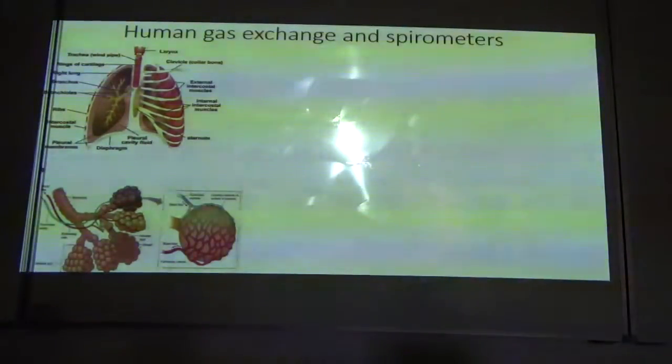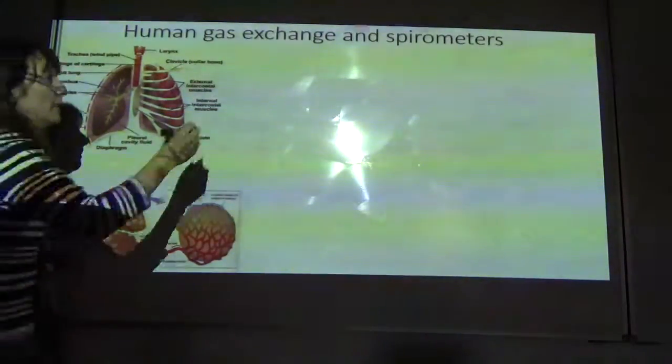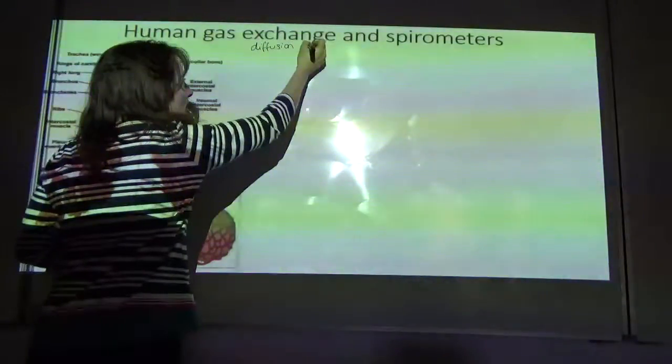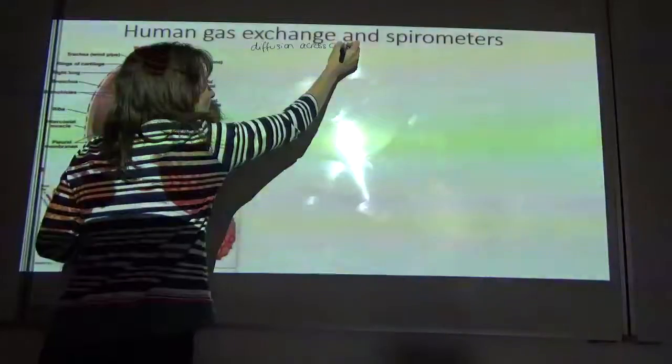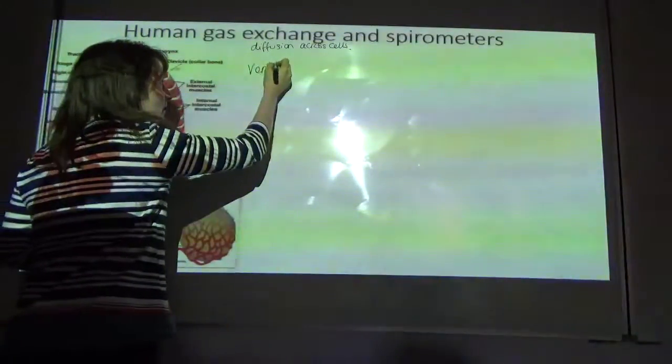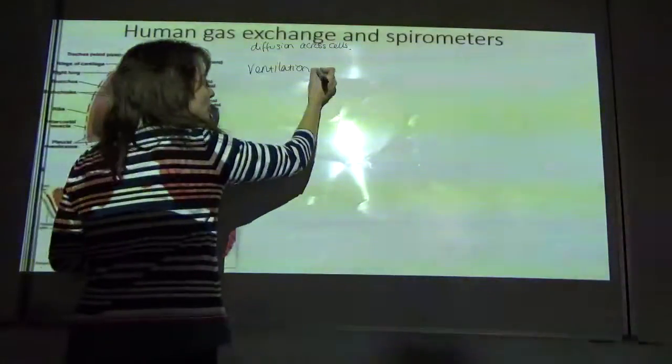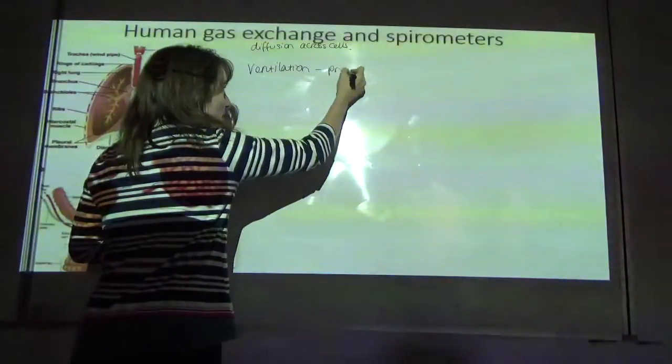Human gas exchange and spirometers. So if we start with inspiration and expiration, that's part of ventilation. Remember, gas exchange is about diffusion across cells, but ventilation is mass transport of gases in and out, and that's all to do with pressure gradients.